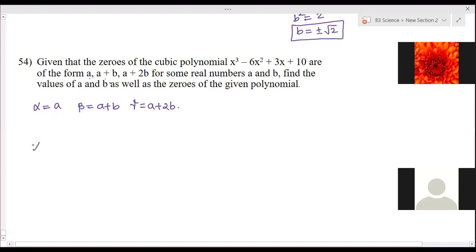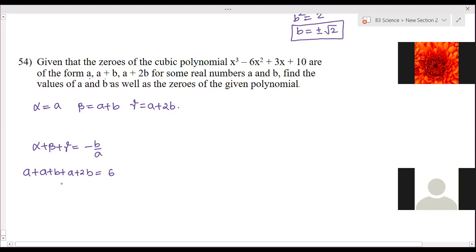Then the sum of the zeros. Alpha plus beta plus gamma is equal to minus b by a. Alpha is a, plus a plus b, plus a plus 2b. So from these values and the equation, the value is minus of minus 6 by 1, which is plus 6.